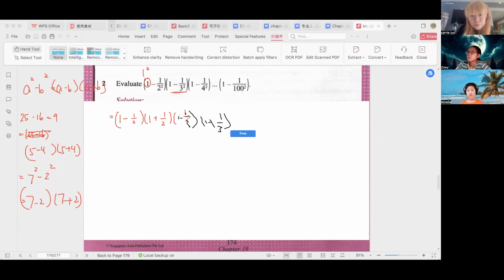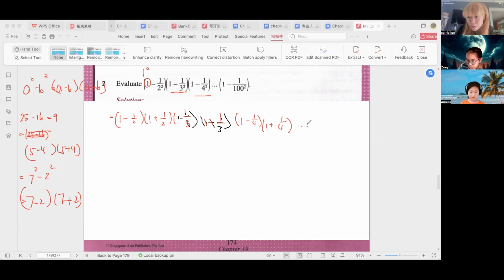Okay, I can do that. Thank you very much. Can you see it, Amelia? Yeah. Okay, so the 1 minus 1 over 4 squared, can you rewrite it for me? I can do it for you. Okay, so 1 minus 1 over 4 bracket 1 plus 1 over 4. Very good.